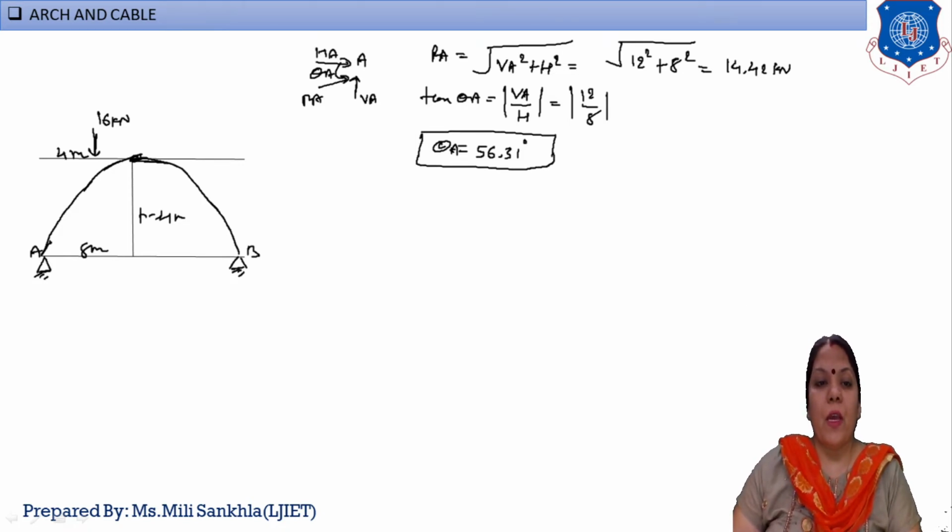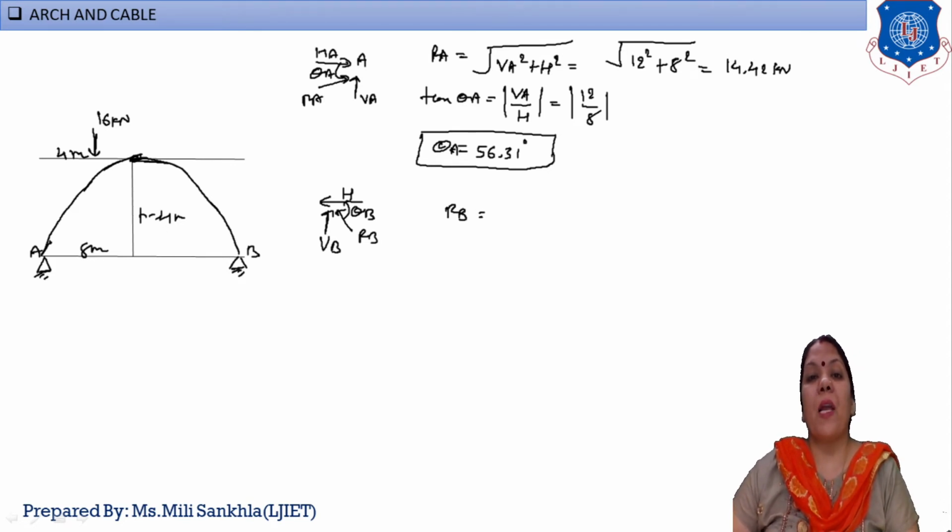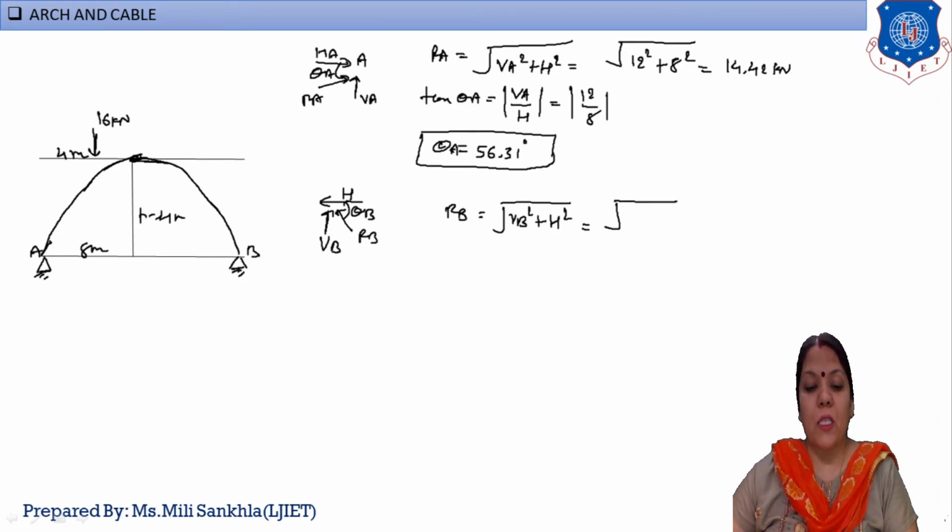So mention here, at this B point horizontal reaction is H and we find VB, and here we get our resultant force RB and it makes angle theta B. Now first of all we find out RB. RB is equal to under root of VB square plus H square. Now put the values one by one. What is VB? VB is given 4 kilonewton, 4 square plus 8 square. So my RB is equal to 8.94 kilonewton.